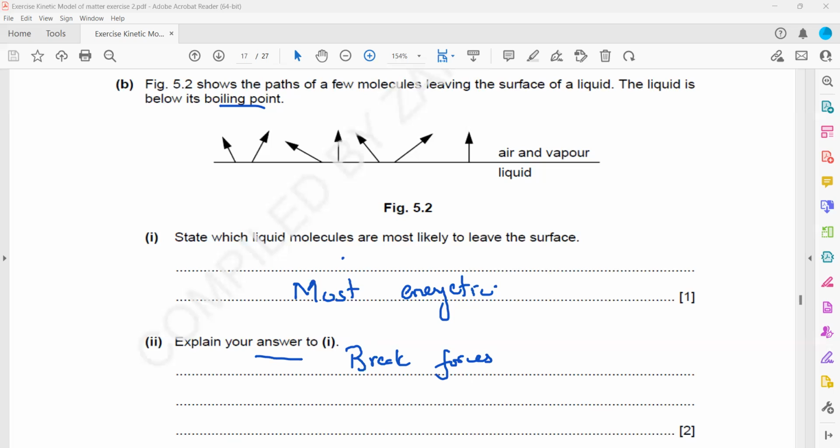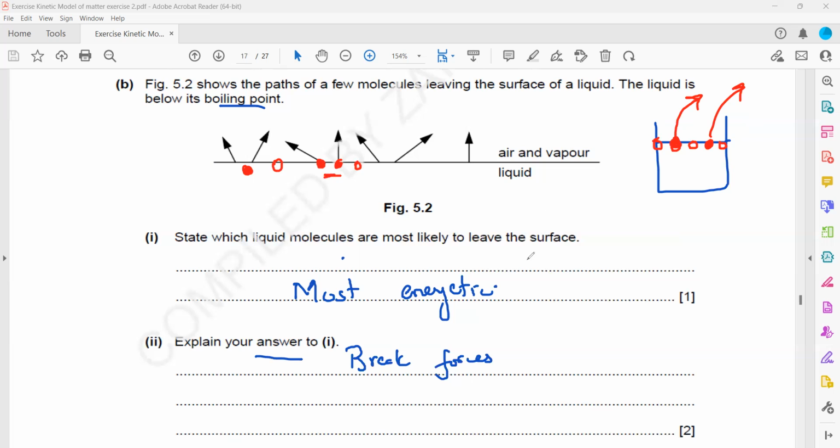In evaporation, molecules at the surface escape, but not all molecules at the surface escape. Which molecules at the surface will escape? Those molecules which have very high energy. So it's not like all molecules at the surface escape. Only those molecules which have high energy can escape. So the molecule here is escaping, but the molecule here does not escape. Why? Because this molecule has high energy, and this one has low energy.